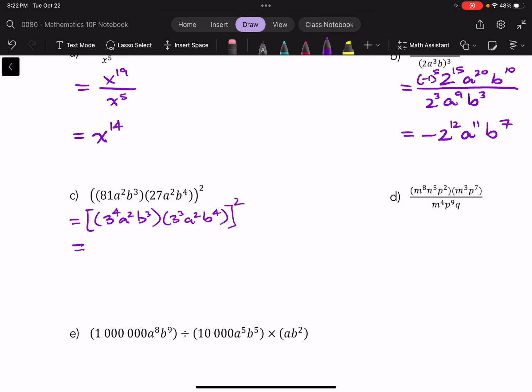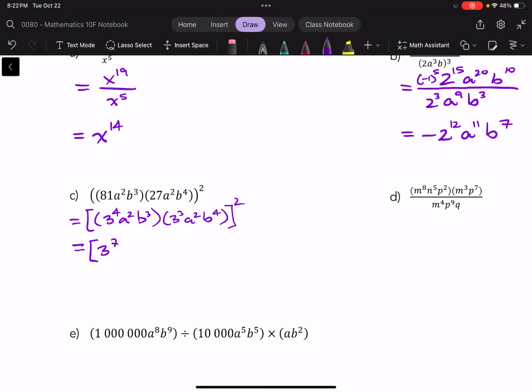In my next line, I'm going to go inside those square brackets and say, hey, we're multiplying a couple expressions that have powers, and those powers have a lot of same bases. So 3 to the 4 times 3 cubed, I'll be simplifying that. A squared times a squared, be simplifying that. And b cubed times b to the 4, I'll be simplifying that. 3 to the 4 times 3 to the 3, we're going to add those exponents together and get 3 to the 7.